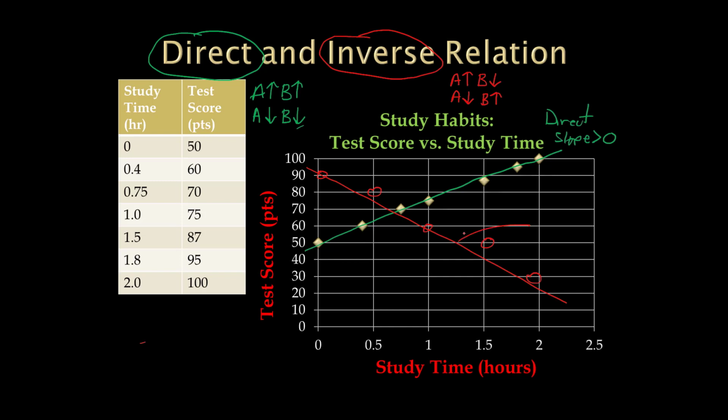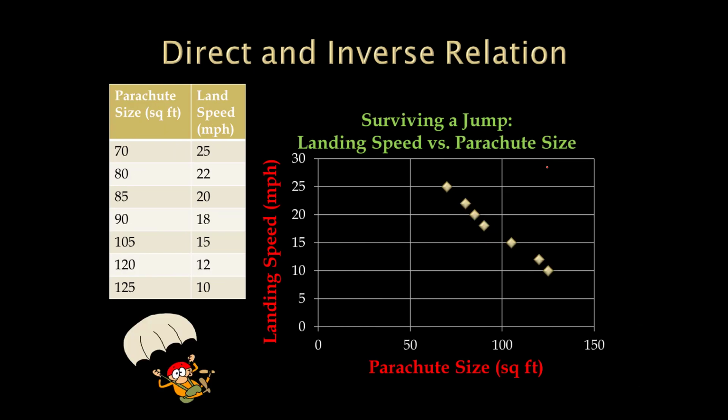We see that this slope will end up showing an inverse relationship, because as we increase the study time, our test score went down. And in this case, the slope is less than 0. Or another way of saying that is the slope is negative. Let's take a look where we might see an inverse relationship.